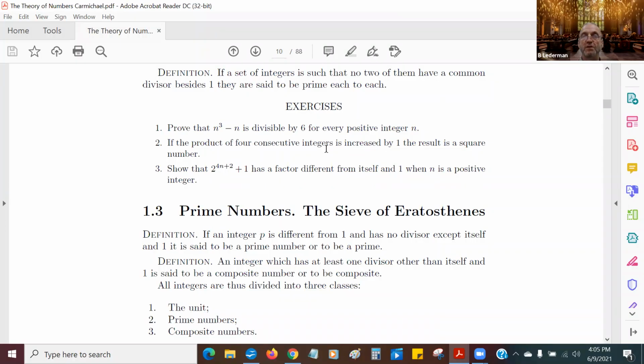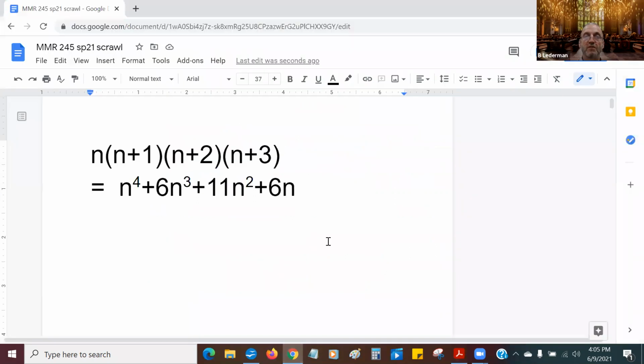The product of 4 consecutive integers increased by 1, the result is a square number. So let's see what that looks like. The product of 4 consecutive integers, well, the 4 integers are going to be n, n plus 1, n plus 2, n plus 3. Those are 4 consecutive integers. Now, when I multiply that all together, if you just crunch this all out, you get n to the 4th plus 6n cubed plus 11n squared plus 6n. Now, what we want to do is add 1 to this. So if I add 1 to this, I'm going to add the 1.